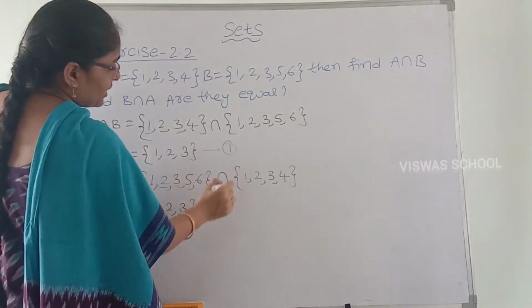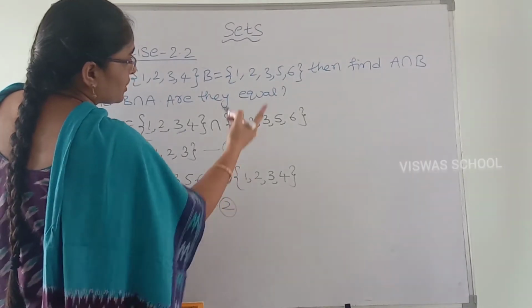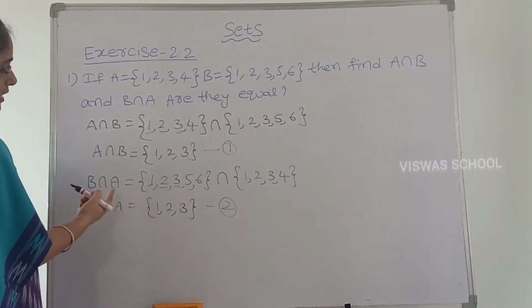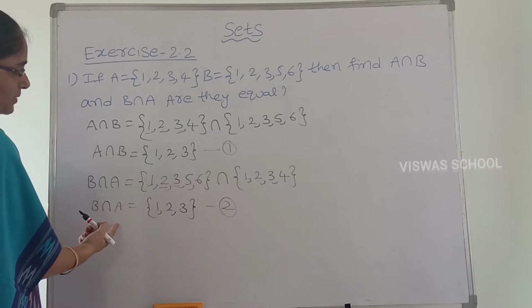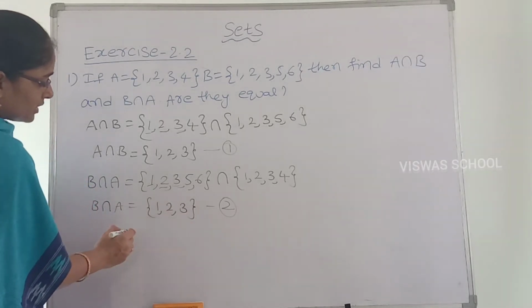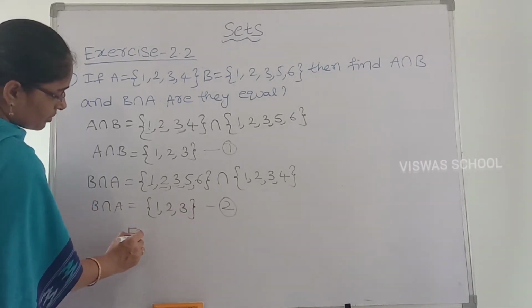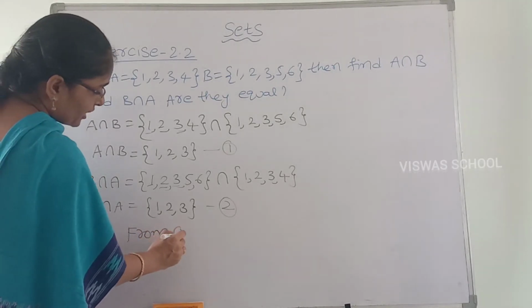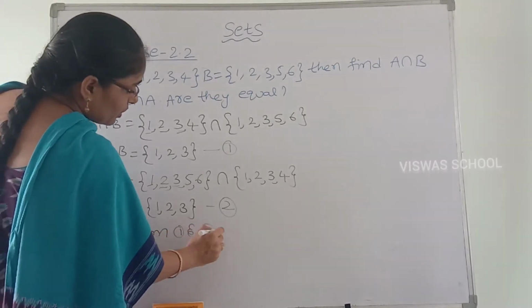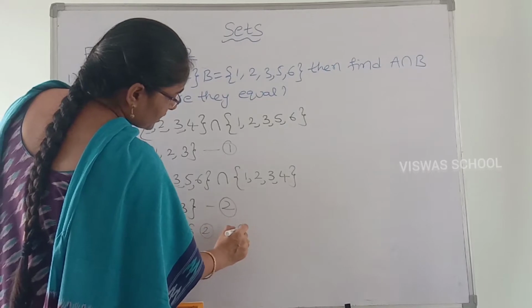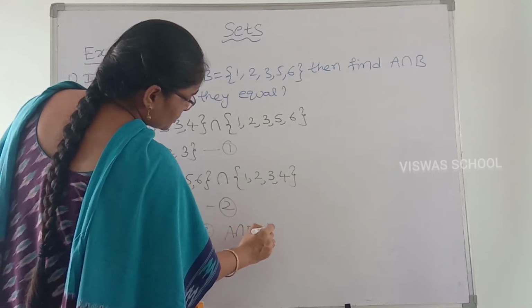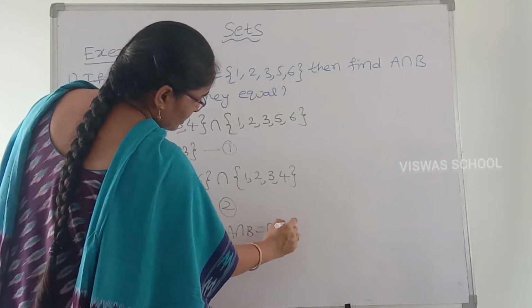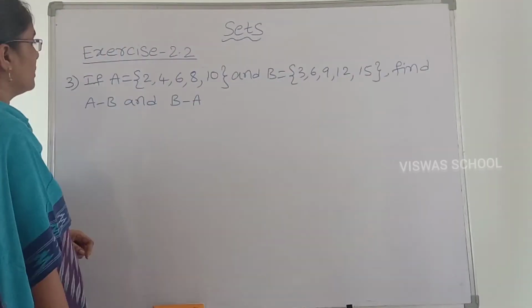Let it be 1 and let it be 2. Now what we observed from these two, A intersection B and B intersection A, both are what? Equal. From 1 and 2, what we observed? A intersection B is equal to B intersection A.